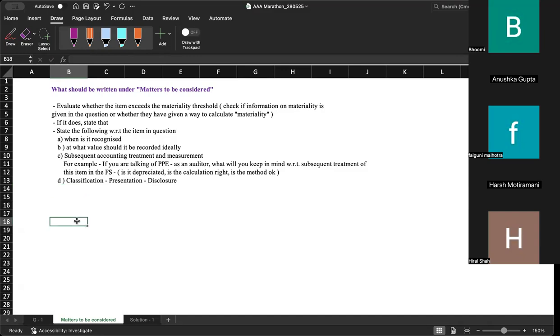So whenever the question talks about matters to be considered, mention this. And scope for material misstatement in that item. Is there a scope for material misstatement in that item? Say for example, we are talking about inventory. Like in yesterday's question, the inventory is sold at a substantial discount in order to attract more customers. So there is a scope for material misstatement in that item. We'll talk about that in matters to be considered. Are you with me, all of you?